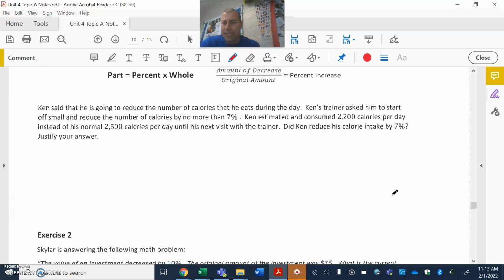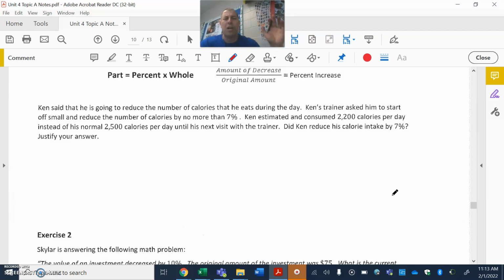So let's see here. Ken said that he's going to reduce the number of calories that he eats during the day. Good for Ken. Ken's trainer, wow, Ken's working out. Nice. Asked him to start off small and reduce the number of calories by no more than 7%. Ken estimated and consumed 2,200 calories per day instead of the normal 2,500 calories per day until his next visit. Did Ken reduce his calorie intake by 7%?